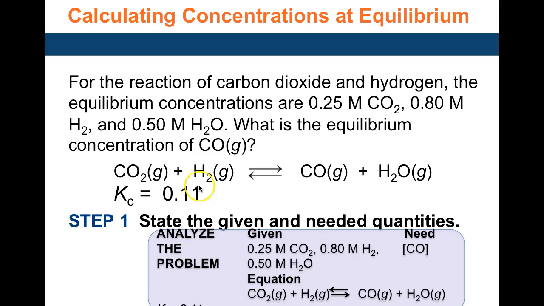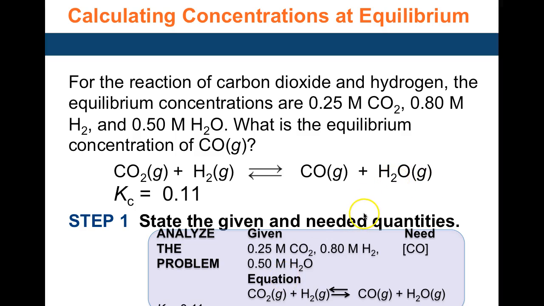Once you're given a Kc number, the numeric value, you're also given the concentration values of the products, and say one of the reactants as well. Like here, carbon dioxide concentration is given, carbon monoxide concentration is needed, so one of the products is needed. The hydrogen concentration is given, and the water concentration is given, steam rather.